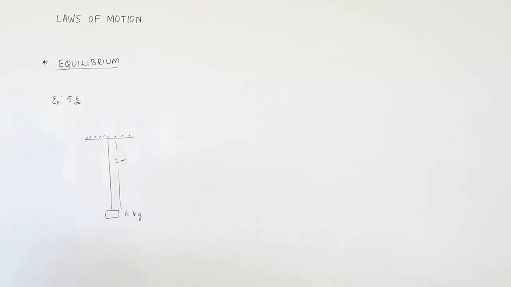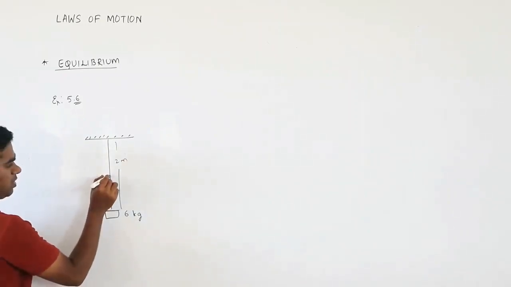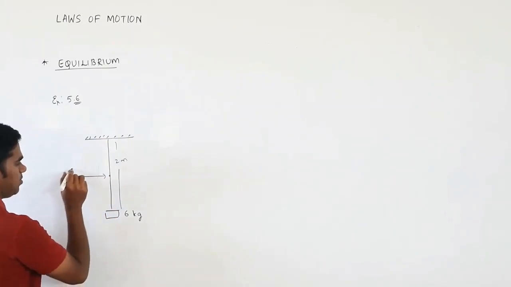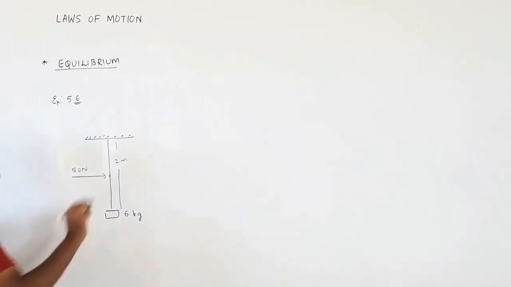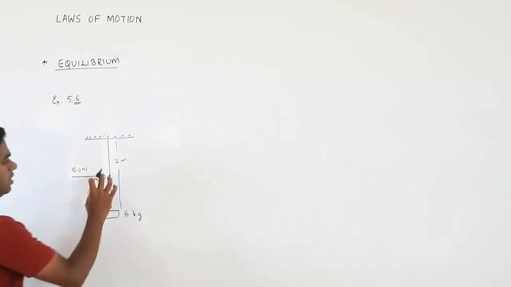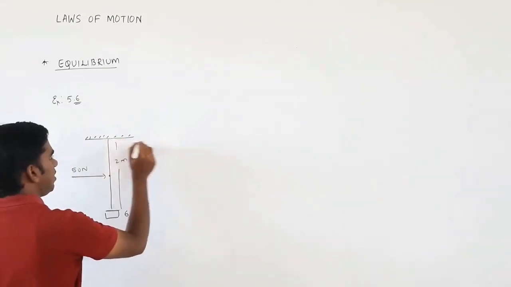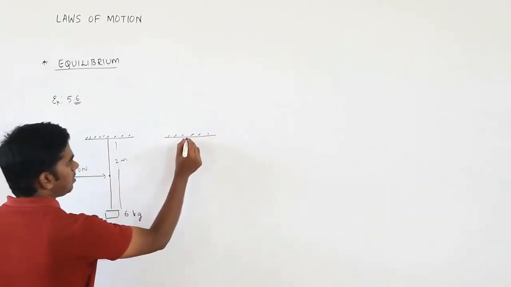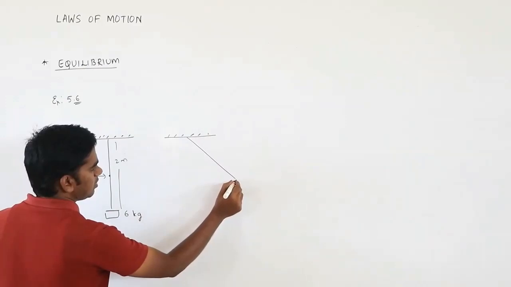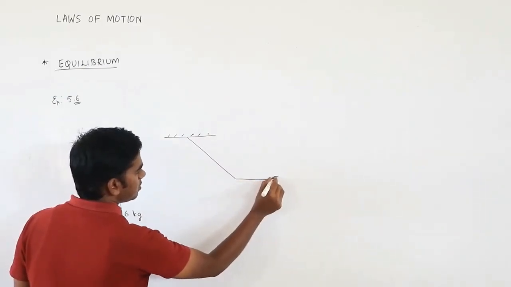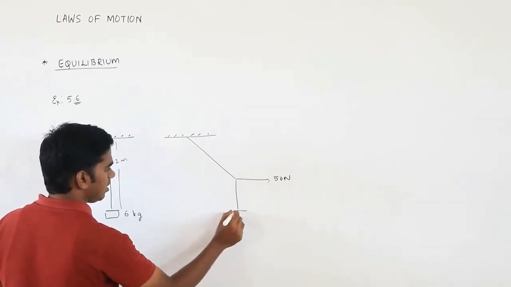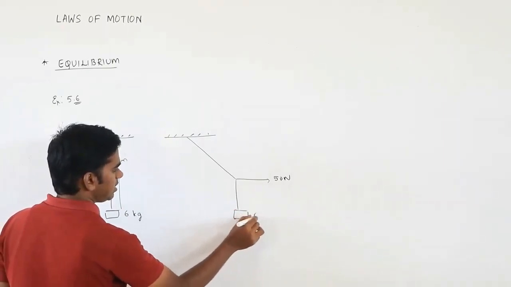Okay. So what they are saying, at the middle of this one, they will apply some force, say 50 Newton of force. If they apply 50 Newton of force, what will happen? Obviously, this string will come over to this side, because the 50 Newton force is acting here. And downward there is some mass of 6 kg.